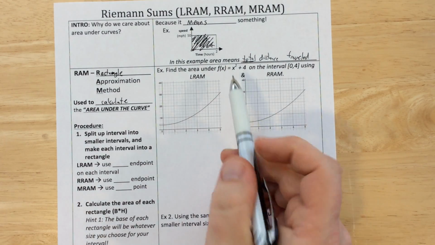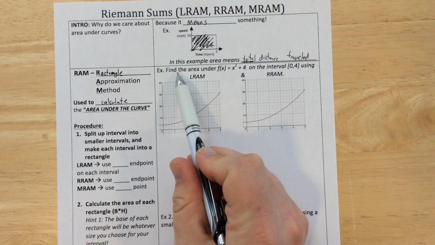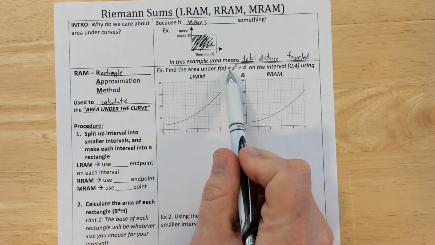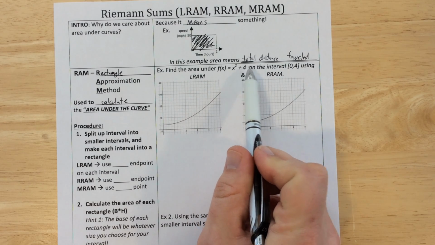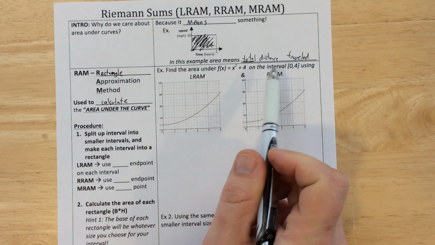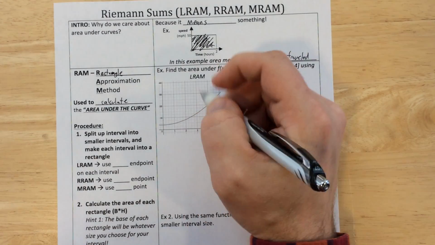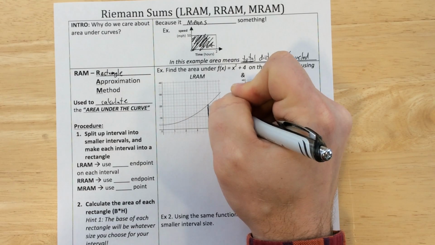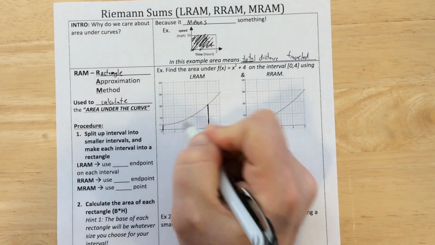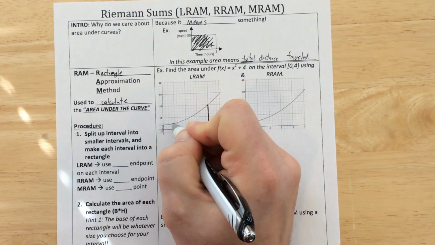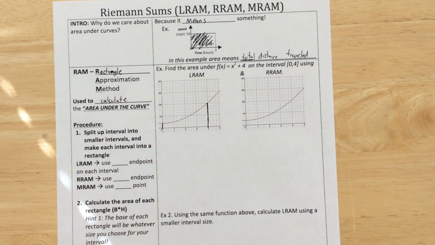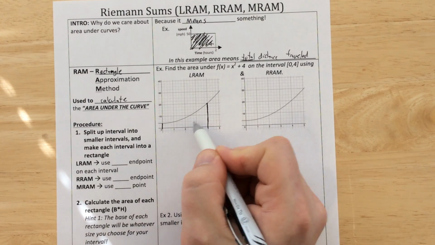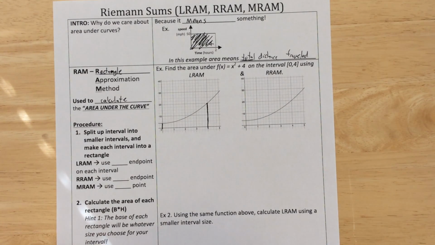So for our main idea, we're going to go through this LRAM example. Find the area under the curve f of x equals x squared plus 4 on the interval from 0 to 4 using LRAM. So we're going from 0 to 4. We ultimately want to know the area of this curvy shape, which I'm not going to color in right now because I'm going to draw rectangles instead to show you what we'll actually find the area of. But we're curious to find this area under this curve because it might mean something. Who knows?